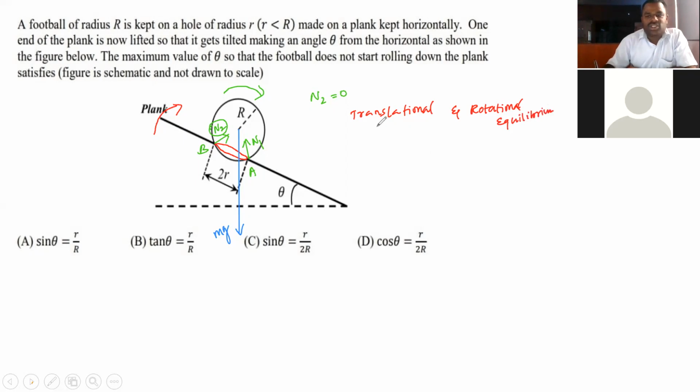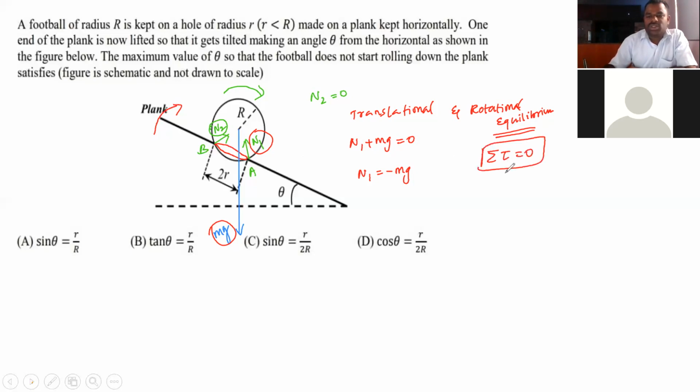In the case of translational equilibrium, net force should be 0. What are the two forces acting? mg is acting, and another one is the normal reaction. That means normal reaction plus mg is equal to 0, so that N1 is equal to minus mg. That means mg is acting downward, so N1 should be acting upward. And another thing, it is in rotational equilibrium. Rotational equilibrium means net torque should be 0. Total torque should be 0.